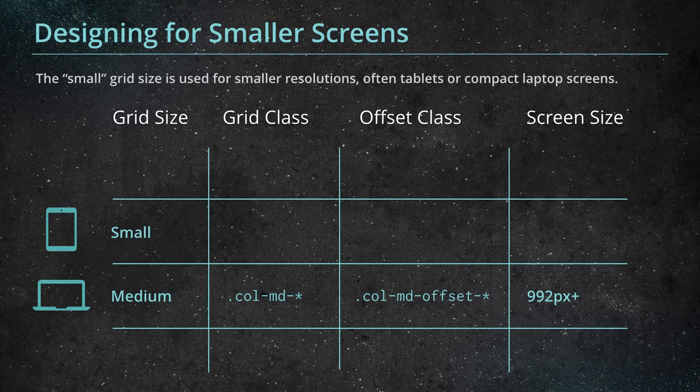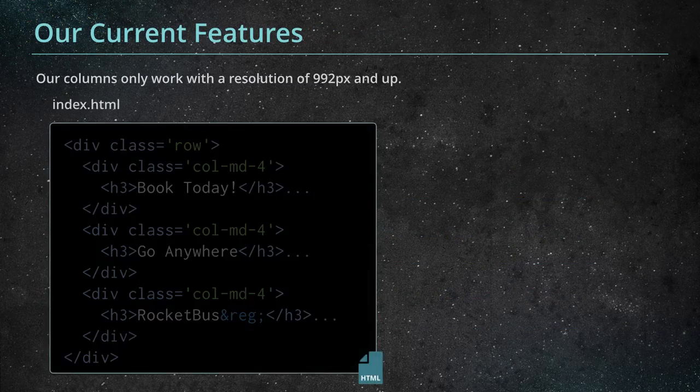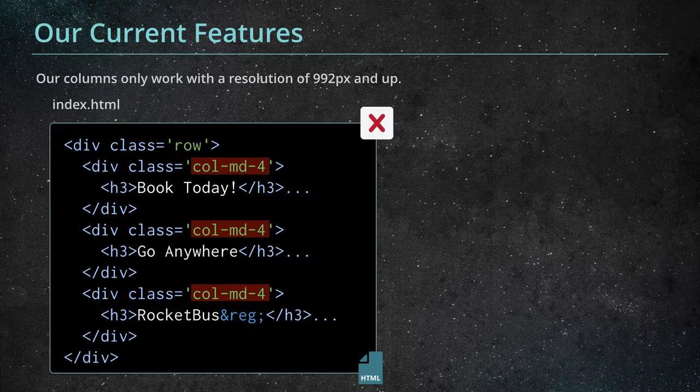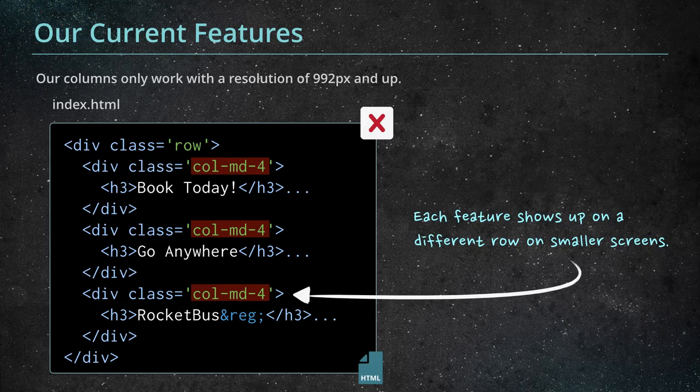The small size uses similar classes to the ones we've worked with so far, except we replace the MD part with the SM part. The small grid size will work for screen sizes of 768 pixels and above. Let's see how we can use our grids for small devices. If we take a look at our features so far, you'll see we're using the col-md-4 class. Now, this class is only working for resolutions of 992 pixels and up, so nothing is happening for our small screen sizes. What can we do differently to make this work on tablets?